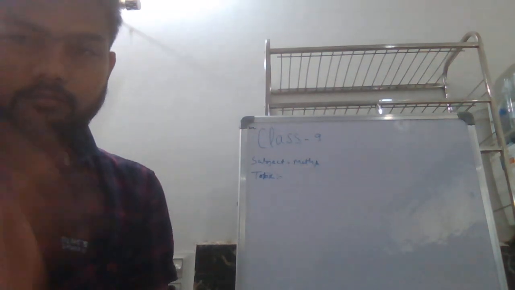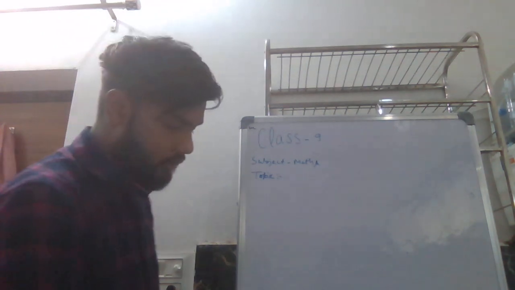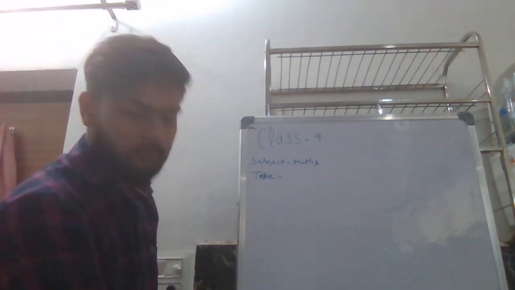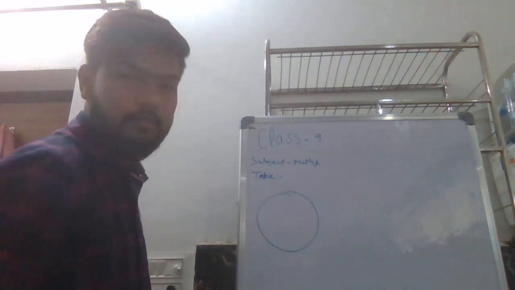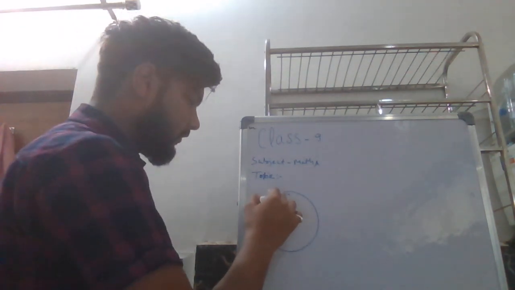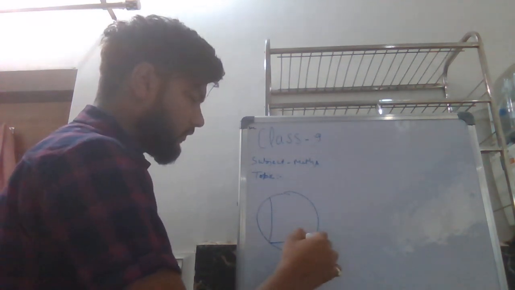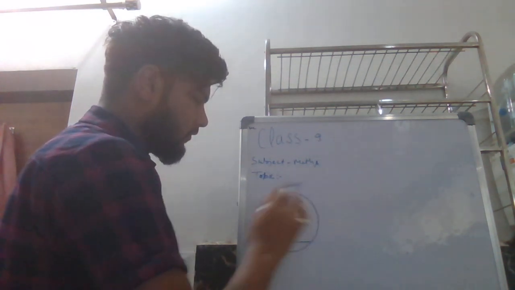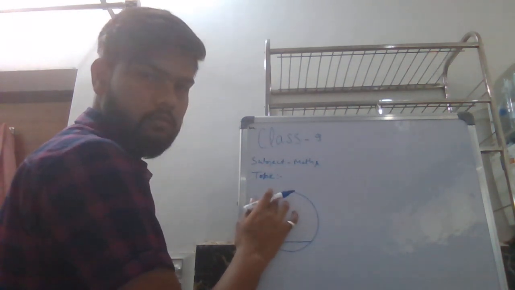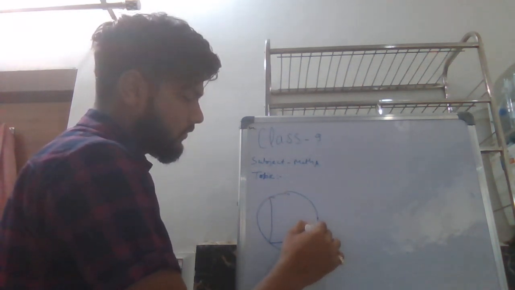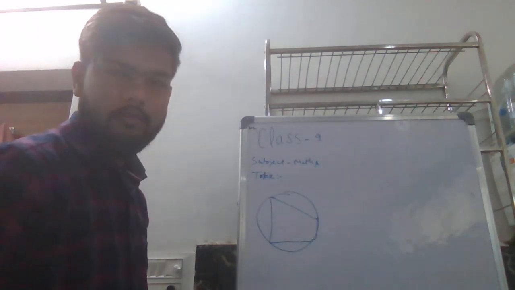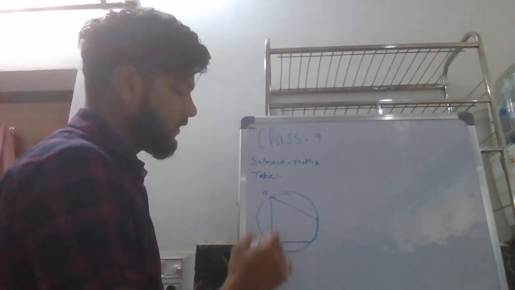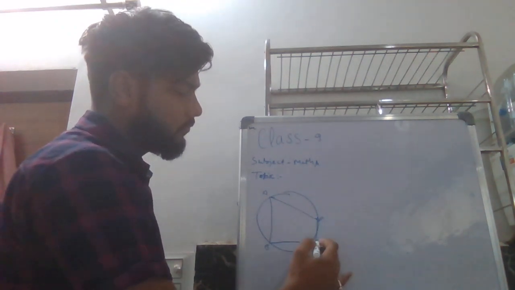Students, here I will construct one more figure, and you have to tell me. I have constructed this figure, and inside this you can see one type of quadrilateral, which I will name ABPQ.